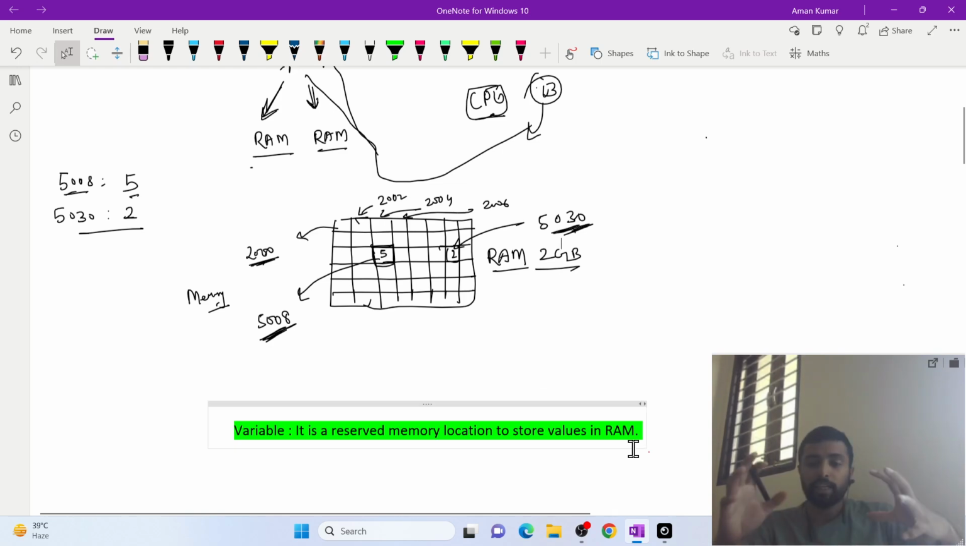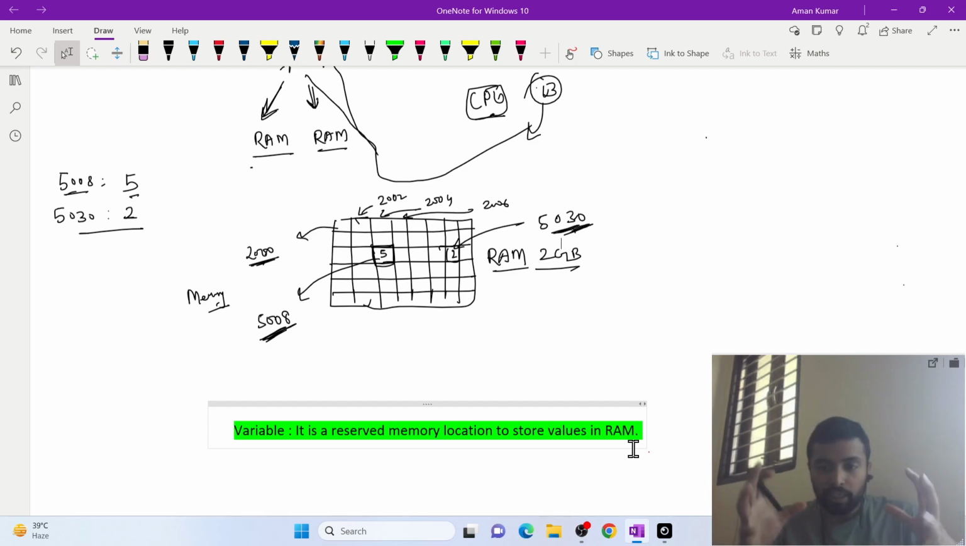So I hope you are able to connect the dots. Why we have learned about operation, why we have learned about RAM, why we have learned about memory location. Now you are able to connect the dots. So I hope you are able to understand the meaning of variable.